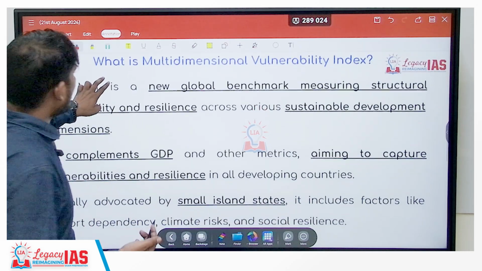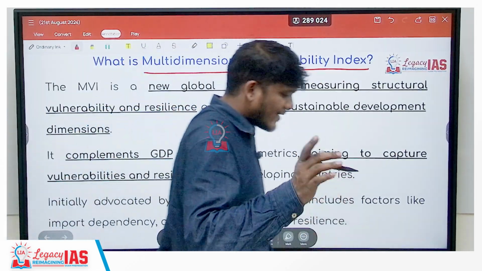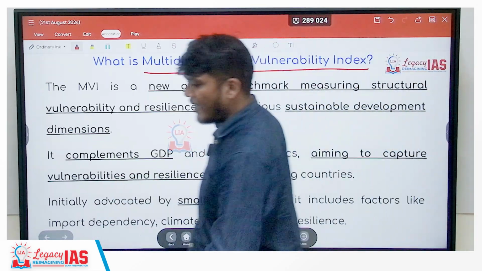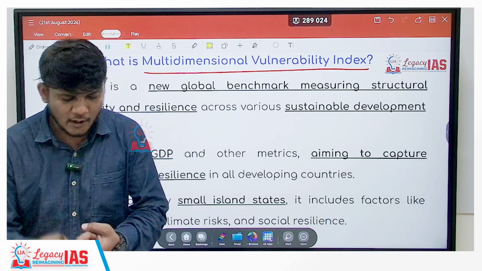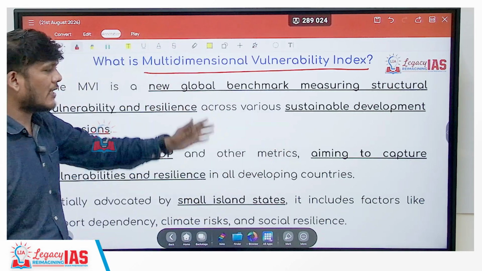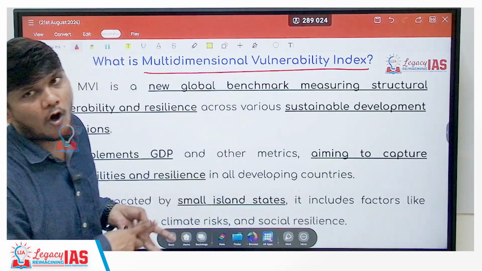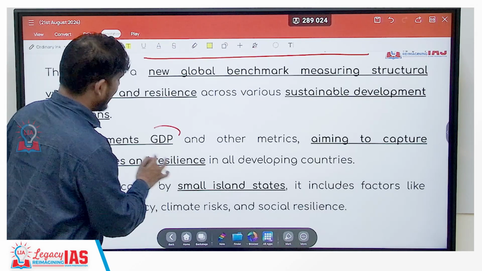Now coming on to what the Multidimensional Vulnerability Index is. As I said, it's on the same lines as poverty. Earlier poverty was calculated based on just calories, but then came the Multidimensional Poverty Index talking about the standard of living, the schooling, the health. Similar is the case over here. They also talk about education, health and standard of living, right? And it is a better indicator than GDP.